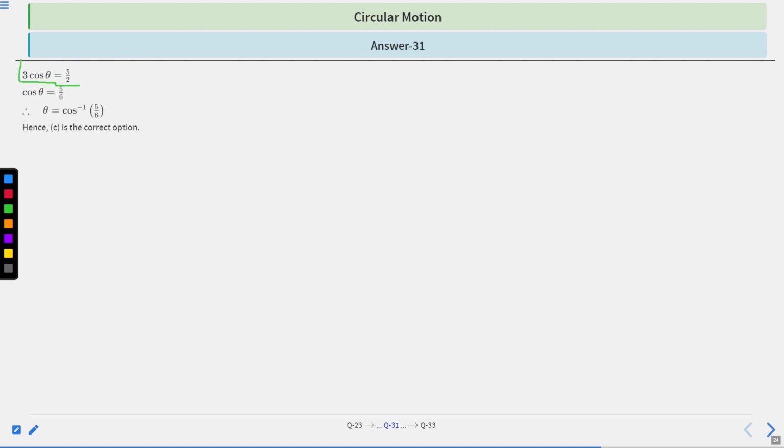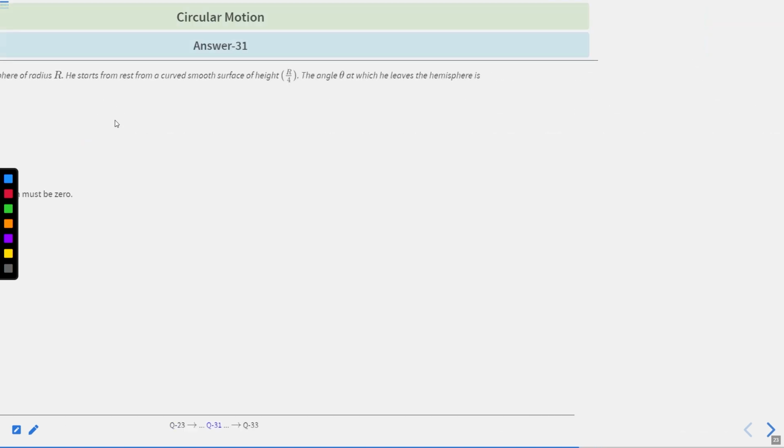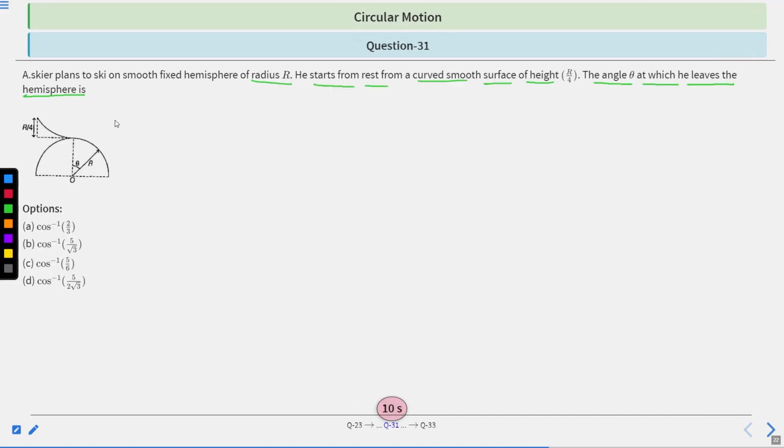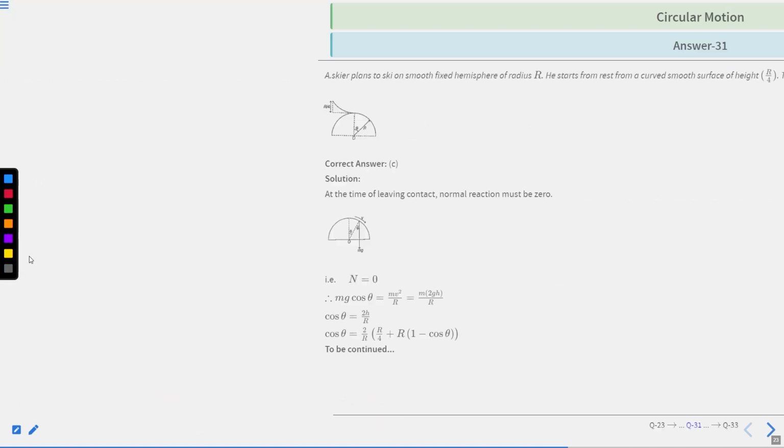3 cos theta equals 5 by 2. Cos theta equals 5 by 6. Theta equals cos inverse 5 by 6. Hence C is the correct option. Clear? C option is correct. Next question.